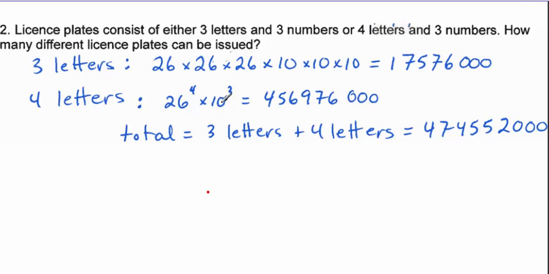So for the 3 letters, we can have 26, 26, 26, followed by the 3 numbers. For the 4-letter ones, there are 26 to the 4, 26 times 26 times 26 times 26 possibilities for those letters, and then 10 cubed again here. Because they are separate situations and all of these are legitimate cases, we add them up to get the total.